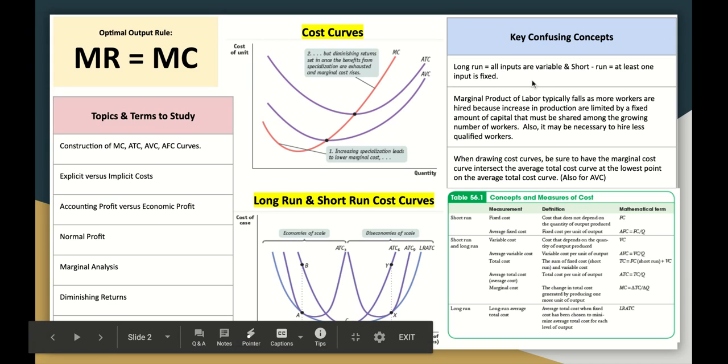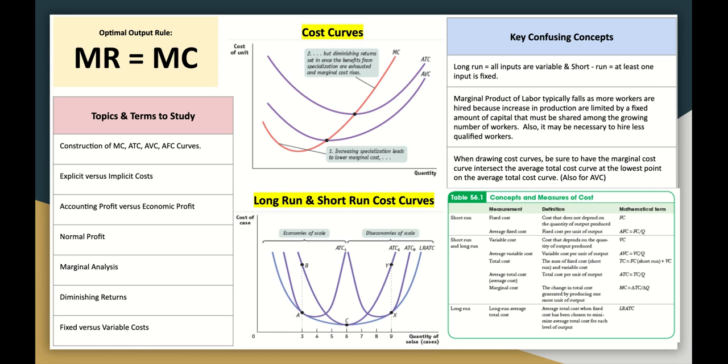Okay. The big key concept that a lot of people screw up: in the long run, all inputs are variable. In the short run, if you have a lease for a building that you're using as a storefront, generally that lease is for a year. After that year is up, that cost now becomes variable. It was a fixed cost paying that lease in the short run, but in the long run, it's variable because you can change it.